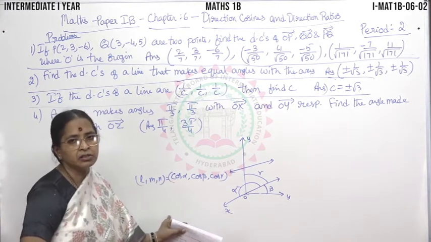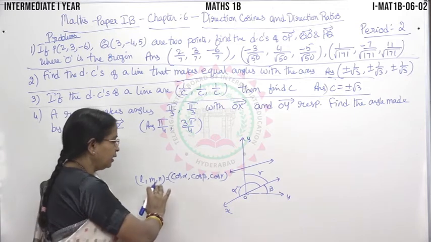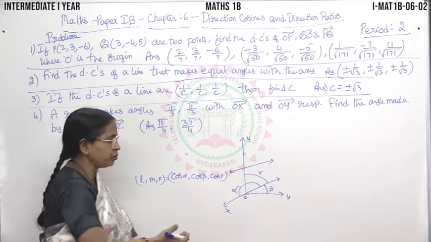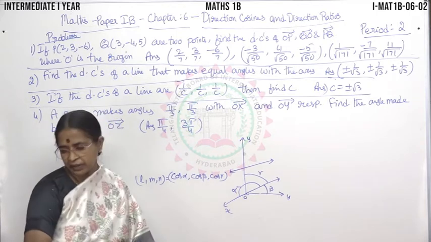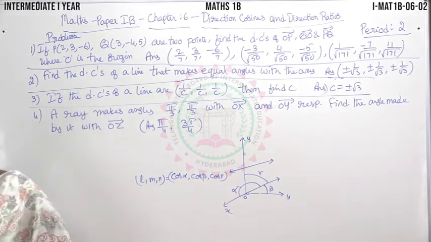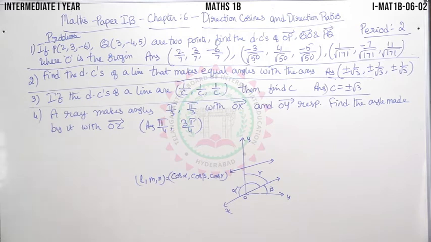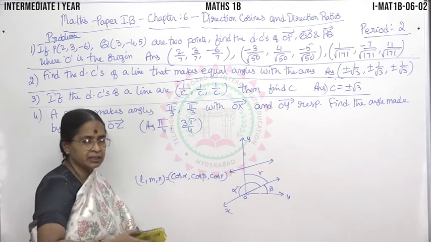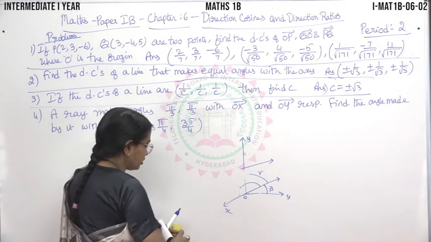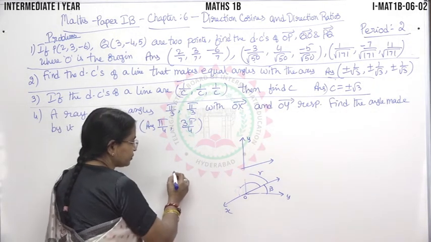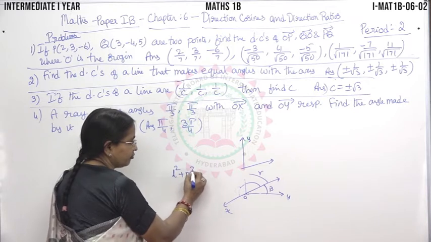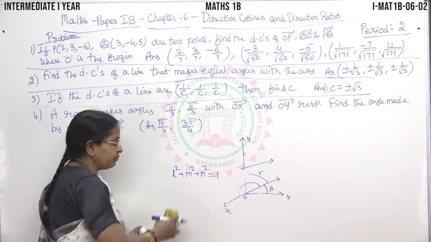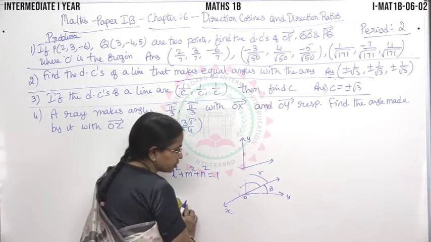And then we also proved that minus L, minus M, minus N are also the direction cosines of the same line. So for a straight line, there are two sets of direction cosines: L, M, N is one set, another set is minus L, minus M, minus N. And then we also proved that L square plus M square plus N square is equal to 1, where L, M, N are the direction cosines.